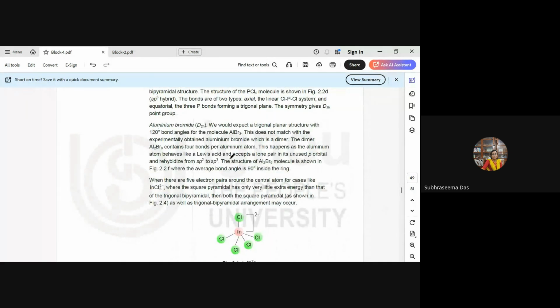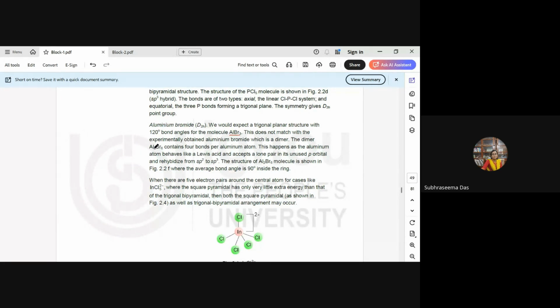Then aluminium tribromide. It is a dimer. So we expect a trigonal planar structure with 120 degree angles for the molecule AlBr3. But when the AlBr3 molecule was examined experimentally with X-ray data, it was found that AlBr3 does not exist as a monomer. It exists as a dimer, that is Al2Br6.